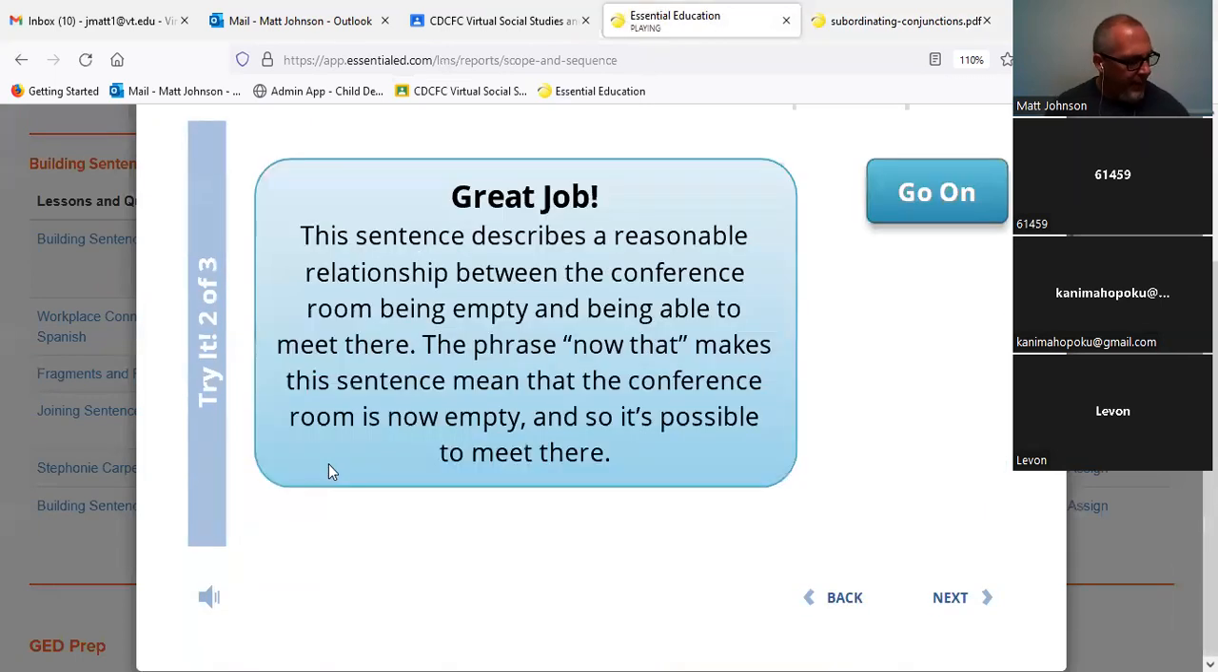Great job. This sentence describes a reasonable relationship between the conference room being empty and being able to meet there. The phrase, now that, makes this sentence mean that the conference room is now empty, and so it's possible to meet there.